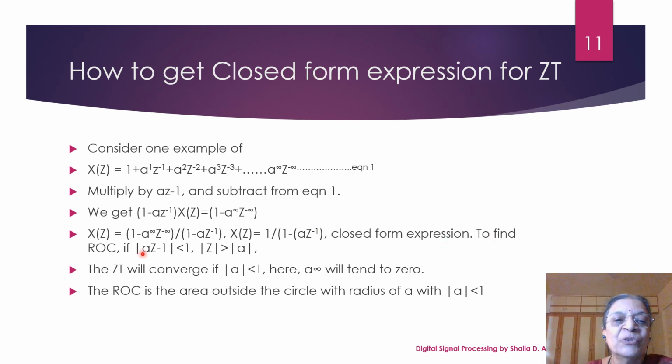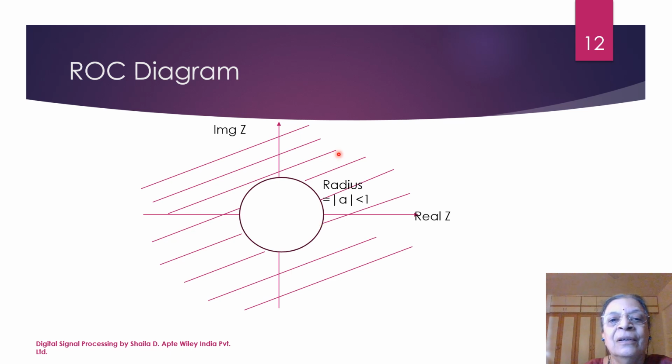Now to find the ROC, we have to equate this term to less than 1. So what is the value? Mod z must be greater than mod a. But in that case, a must be less than 1. So if we are plotting the ROC, we have to plot it along the same lines, but in this case the radius is equal to mod a, and the radius should be less than 1. Then only will it converge, otherwise the corresponding Z transform will diverge.